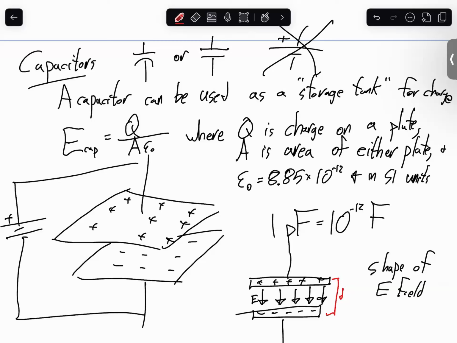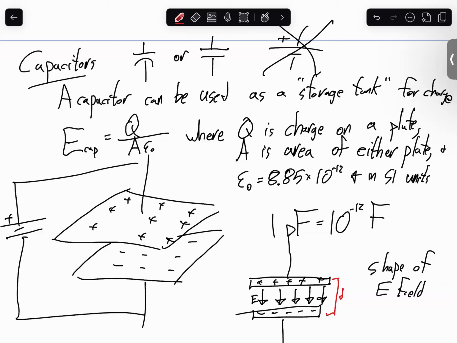Parallel set of plates. A little parenthetical note here: I drew 9 pluses here and 7 minuses there. That's just because it's a perspective sketch. There are 2 minuses hidden under there. The total charge on any capacitor is always, always, always 0. That's why I said charge on a plate. You're going to have a plus plate, you're going to have a minus plate.